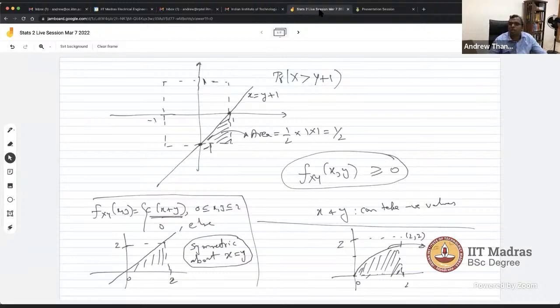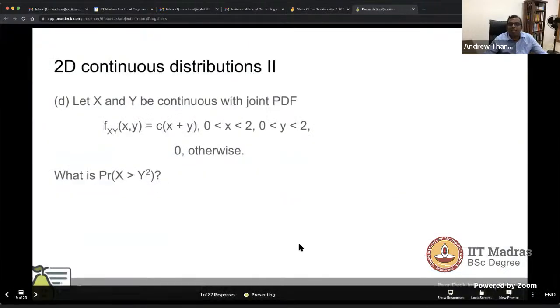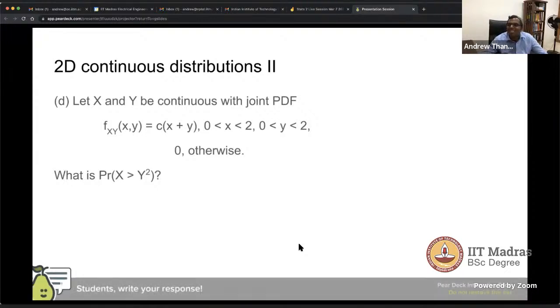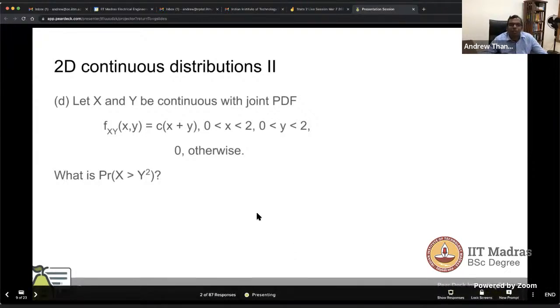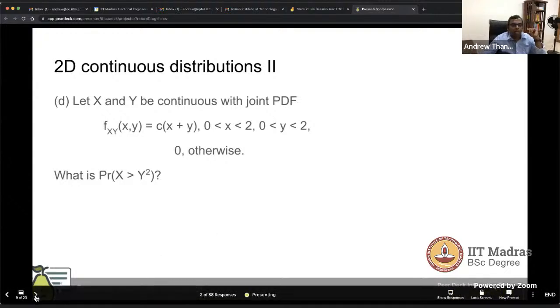this problem. It's not really that hard, but I'm not going to wait for people to do it. You may get some highly unreasonable, sort of complicated looking answer. I don't know. It's just something that you can do. So basically, the point is any possible event that you can come up with involving x and y, given the joint PDF, you should be able to do. Okay, so that's all I think the problems I had in 2D continuous distributions.